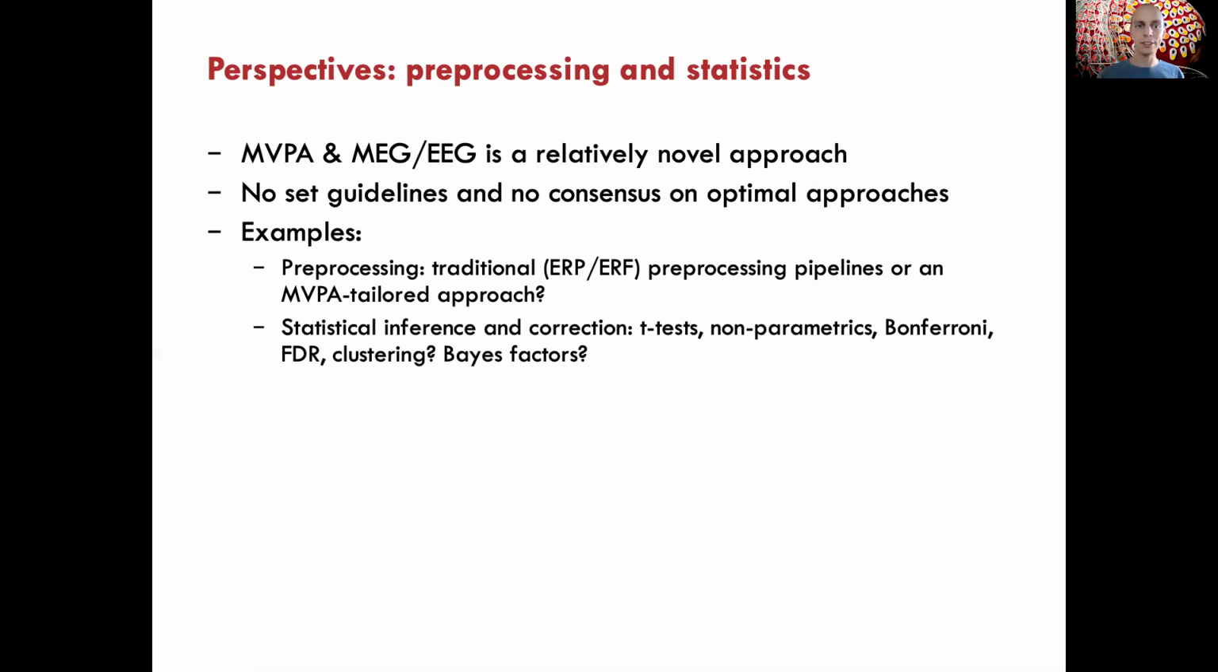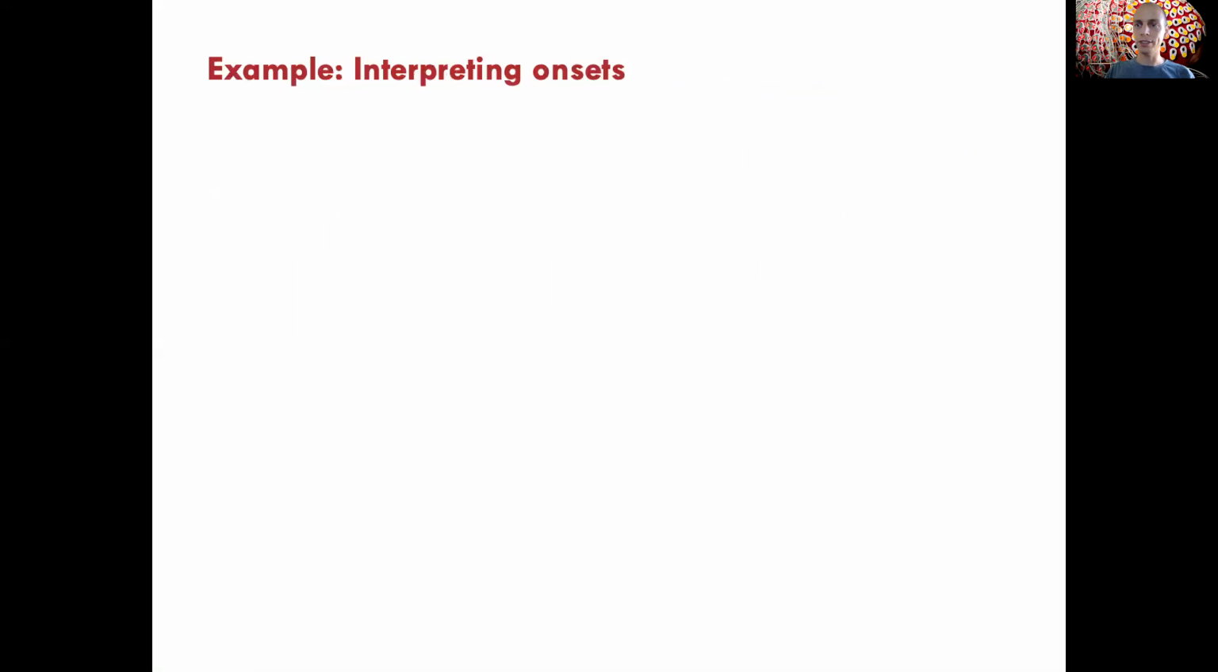The same for the statistical inference and how to correct for multiple comparisons. There's many different methods that have been used, and there's no real optimal way of doing this. There's no consensus, at least, on what the best way is to do this. And there's a couple of possible misconceptions here as well. So I'm going to give you one example that is related to statistics, and that is how to interpret the onset of decoding accuracies. This is an example that we included in our 2017 tutorial paper on MEG decoding.